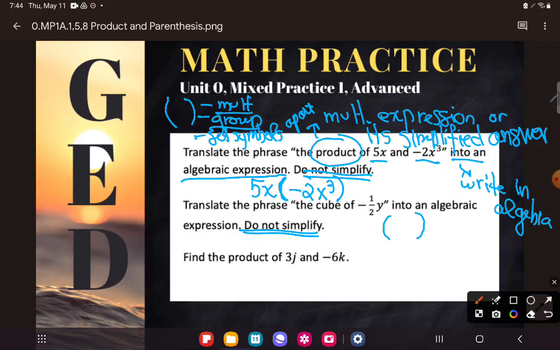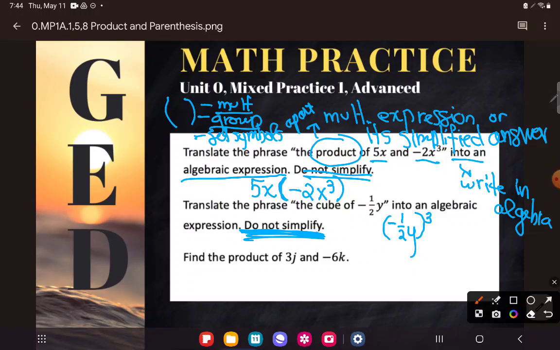How do we do that? We need a way to group. And we're going to use parentheses for that purpose this time. We're going to stick this entire negative 1/2 y into parentheses, and then and only then will we be able to cube the entire thing. The parentheses are absolutely essential here. You are wrong without them. And that being said, you might say, well, how do I do this math? And once again, I say, I don't care. It says do not simplify.